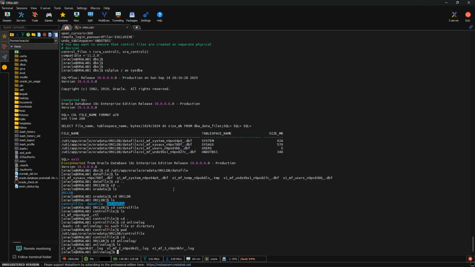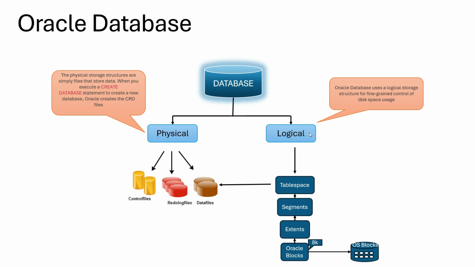There are some other storage components you cannot see with your eyes. Those are called the logical storage structure. We will talk about that also. So a database has a logical and a physical structure. Oracle database uses a logical storage structure for fine-grained control of your disk space usage. It goes from tablespace to segments to extents to Oracle blocks to OS blocks. This is the logical storage structure.